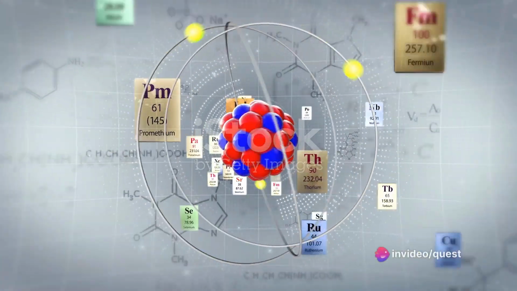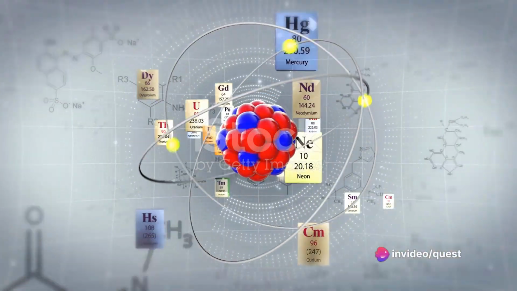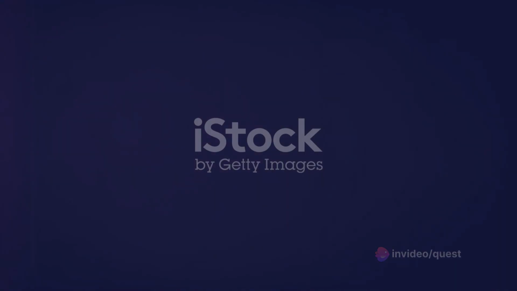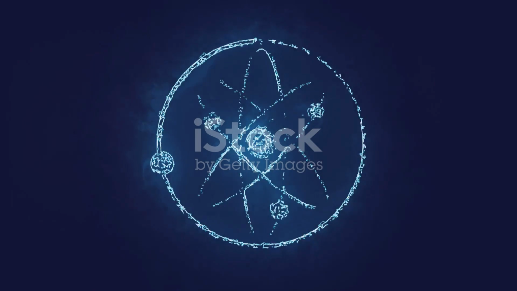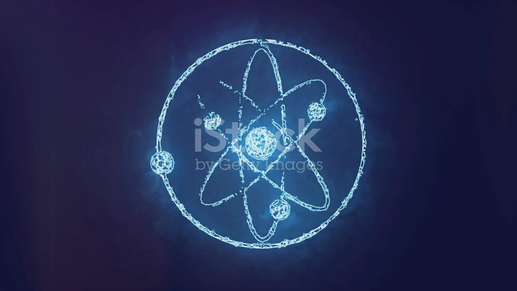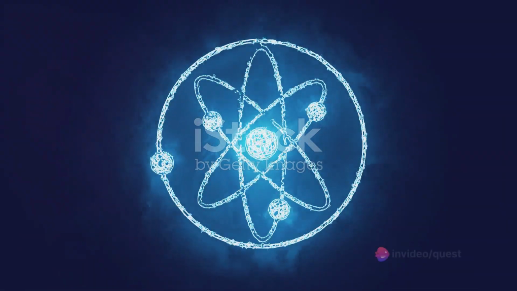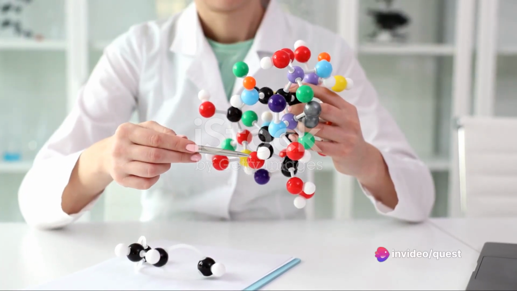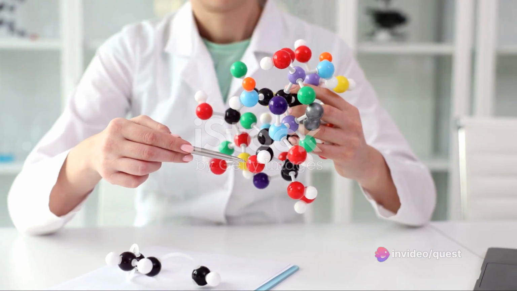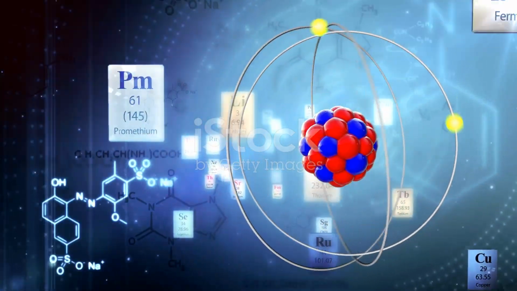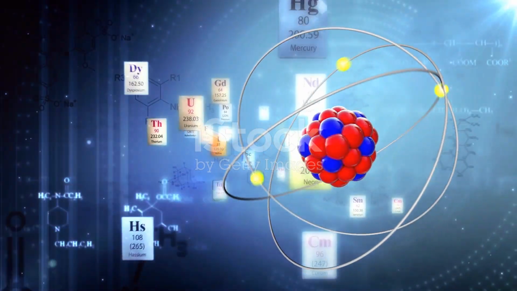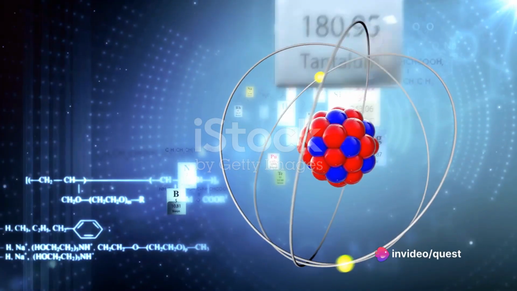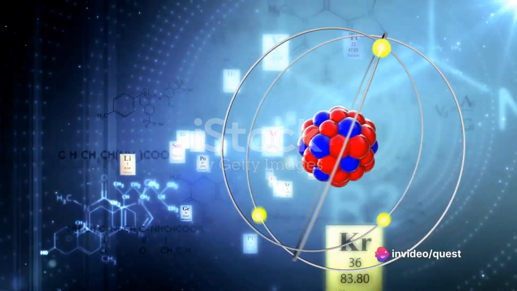The design of new drugs and the development of innovative therapies often rely on our understanding of atomic interactions. By knowing how atoms combine to form molecules, we can predict how these molecules will interact with our bodies, leading to better treatments and cures. In materials science, the properties of atoms dictate the characteristics of the materials we use every day. The strength of steel, the conductivity of copper, the flexibility of rubber, all these properties are determined by the arrangement and behavior of atoms. And let's not forget about energy production.